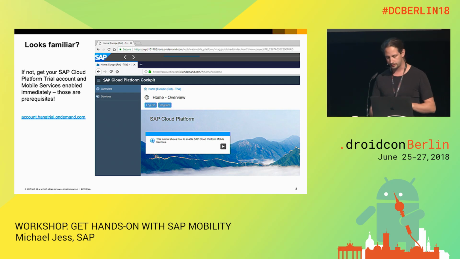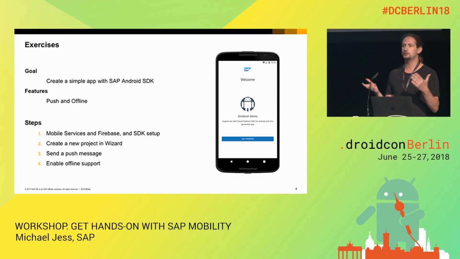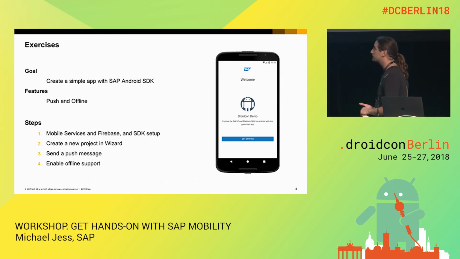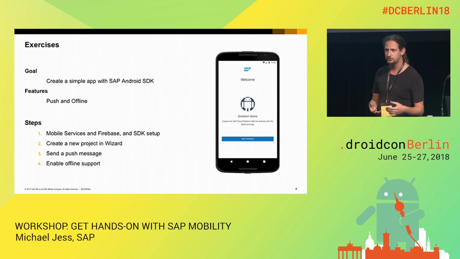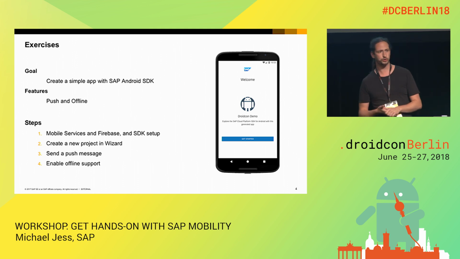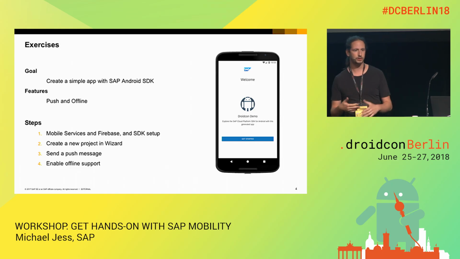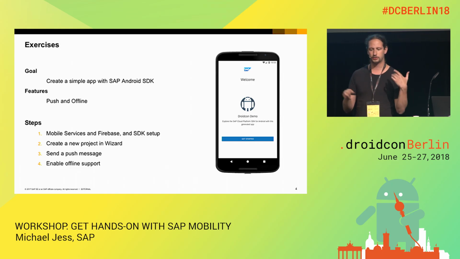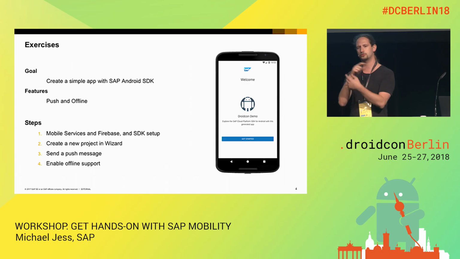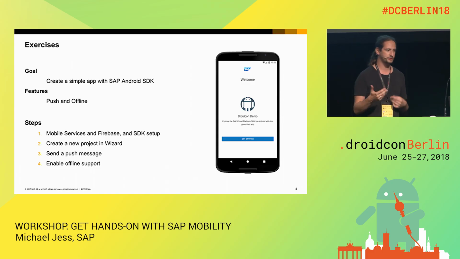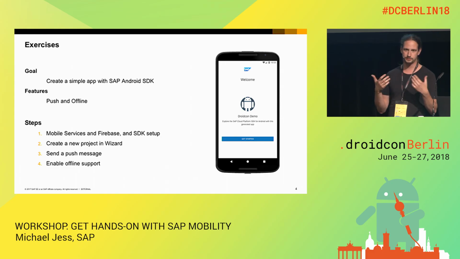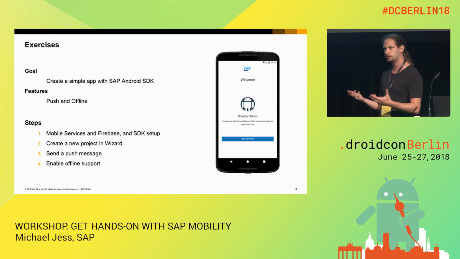I appreciate that. Thanks. Okay, so what are we going to do today anyway? We are going to create a simple application with the SAP Cloud Platform SDK for Android. The features that we're going to take a look at are, number one, push enablement. That itself is not a very fancy feature, but I would like to show you how quickly you can get a push round trip going without touching a single line of code, just to showcase the features that our tooling is generating for you.